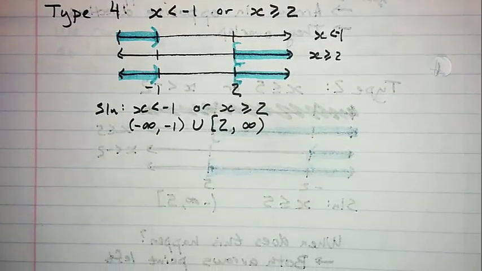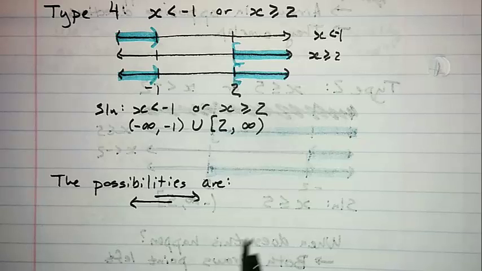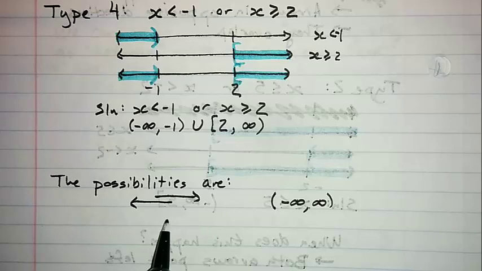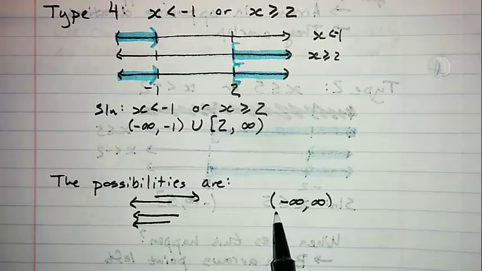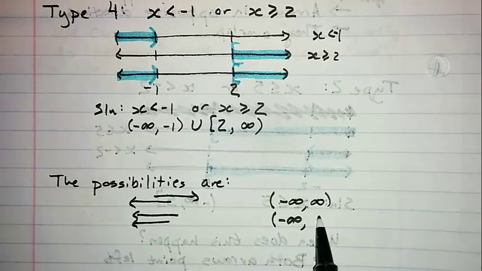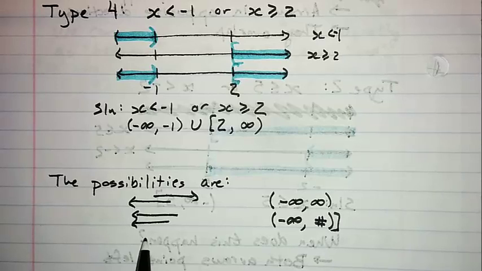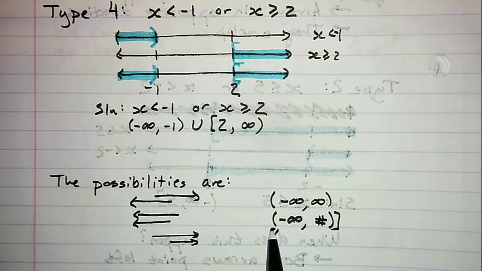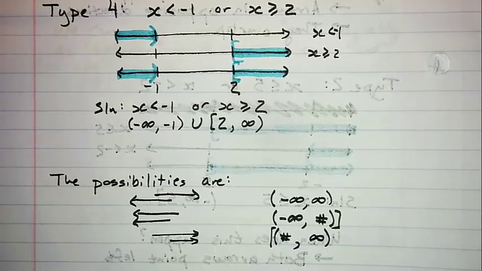All right, so what are the four possibilities here? Arrows in opposite directions that overlap. The solution is negative infinity, infinity. Arrows that are both to the left. The solution is negative infinity up to a number with an appropriate bracket shape. Arrows that are both to the right. The solution is a number with an appropriate bracket shape up to infinity.